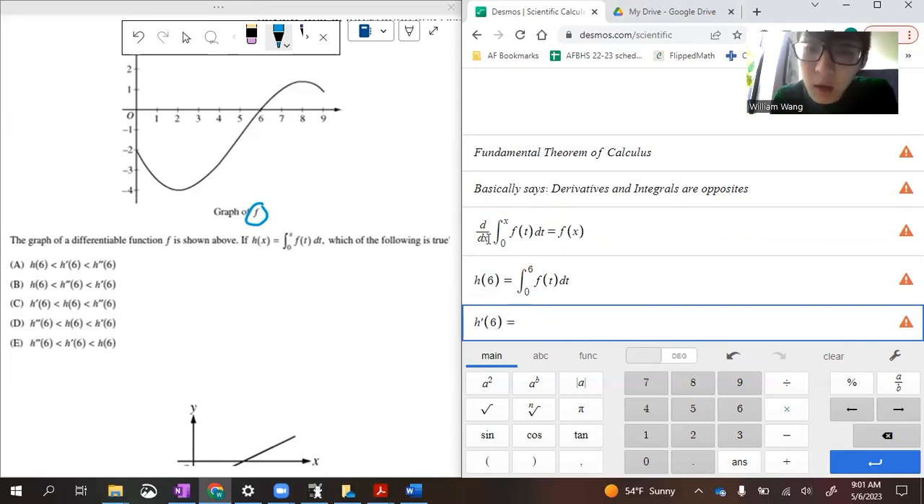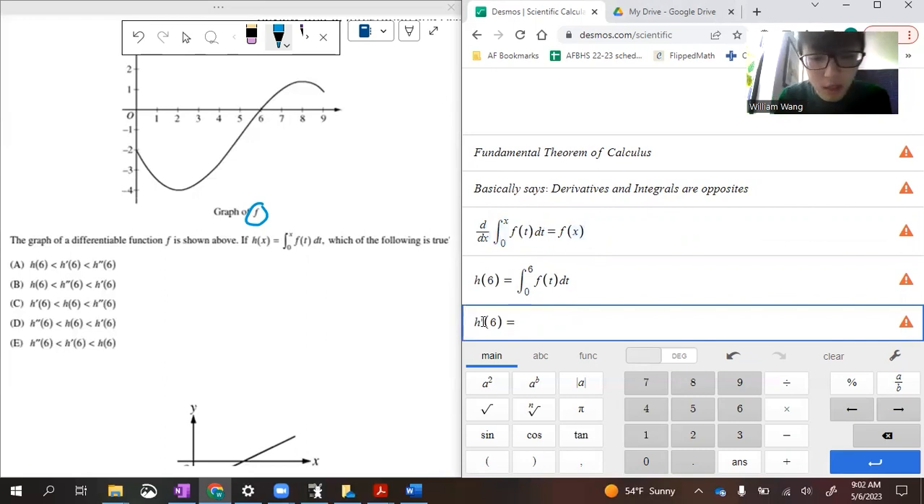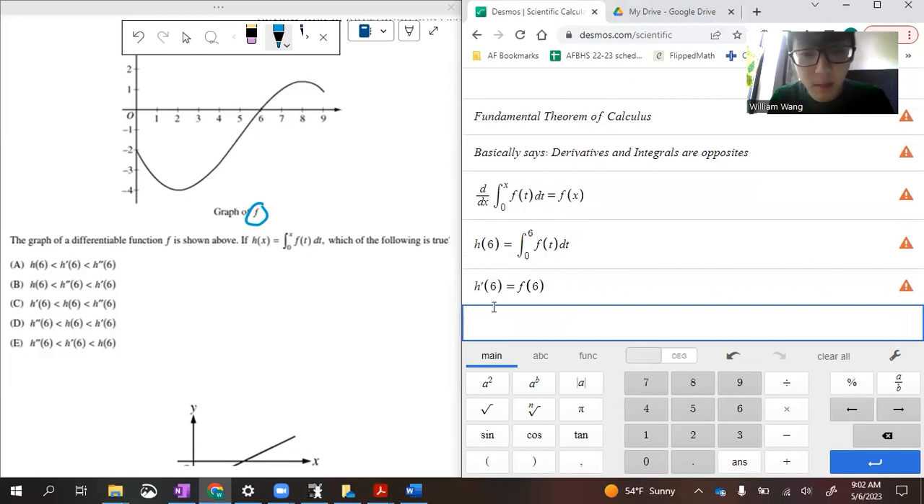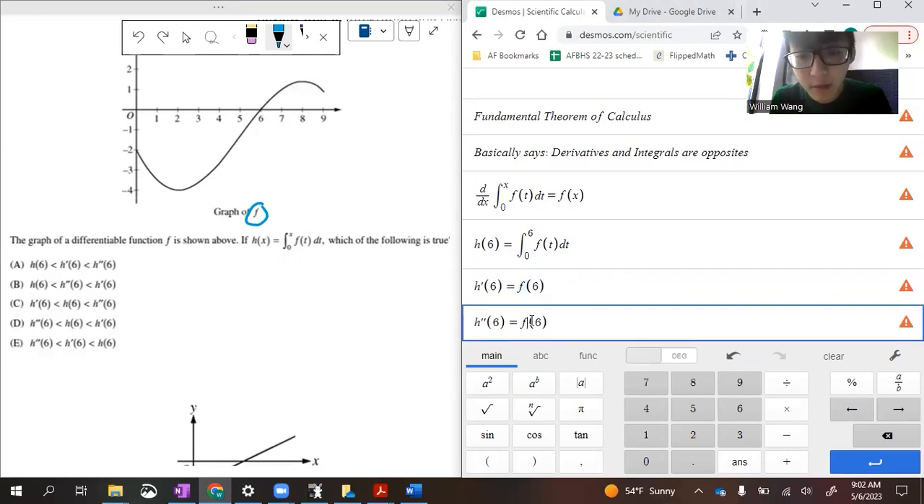Well, remember what I said. What is the derivative of h? So the derivative of my integral? Well, the derivative of my integral would just be the original function. So h prime of 6 is really just f of 6, right? Because I am taking the derivative of this, which means I'm canceling out this integral, so I'm left with just f. All right, if I were to take the derivative again, so the second derivative of h, that means I am taking another derivative of f, so I'm looking at f prime of 6.